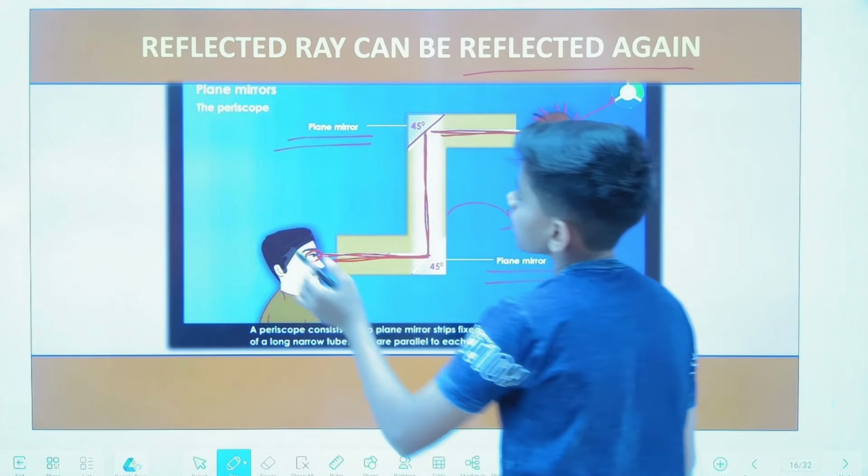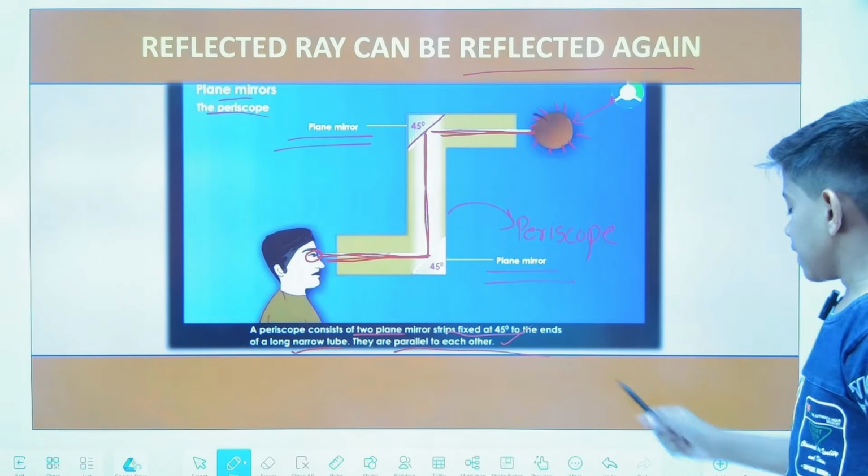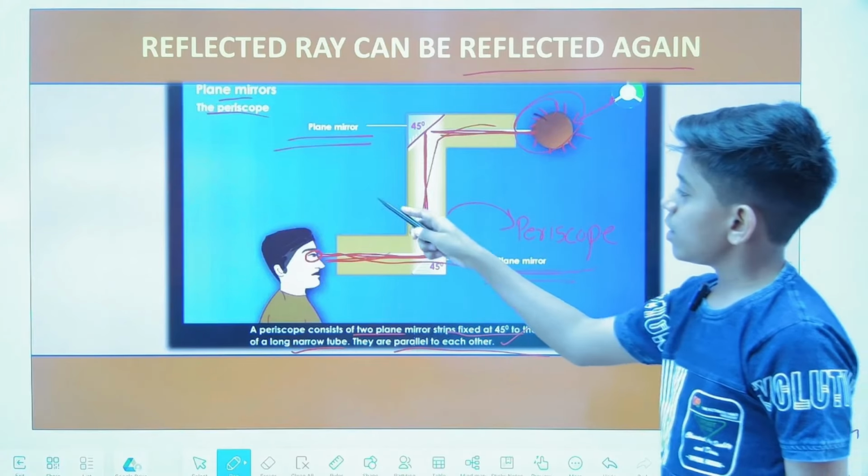Here also a plane mirror is there. So plane mirrors make the periscope. A periscope consists of two plane mirror strips fixed at 45 degrees to the ends of a narrow tube. They are parallel to each other. So the person is looking towards this side, but he can see the image from here due to the periscope.